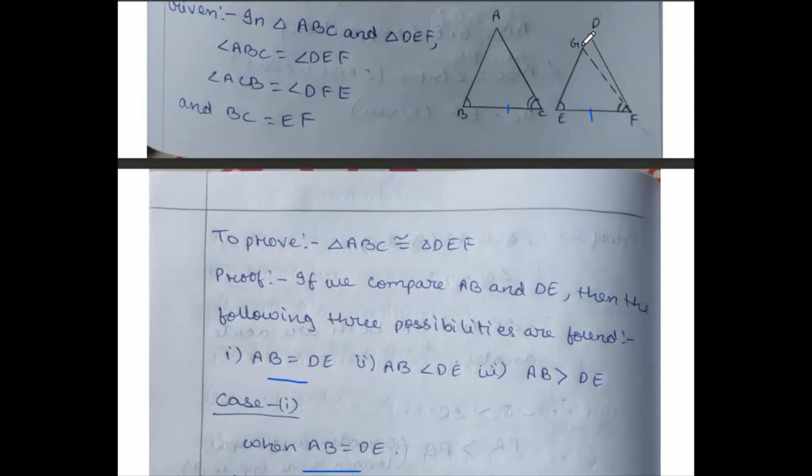Then on the line you select this point G anywhere such that this one and this one both are equal. So take this small triangle and this small triangle GEF, and make them congruent now. In this case, AB is smaller than DE, that means DE is greater. So on the line we are selecting a point G and we are trying to prove this small triangle and this small triangle both are congruent.